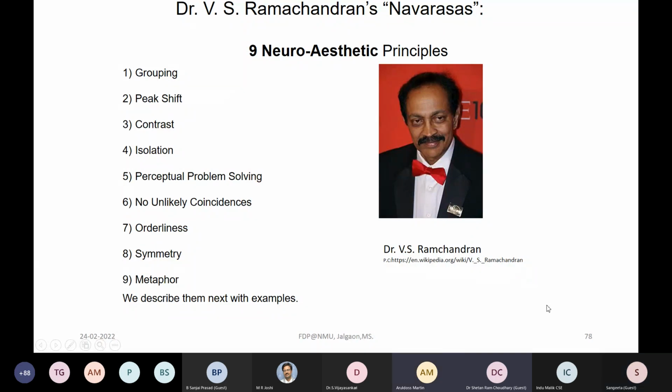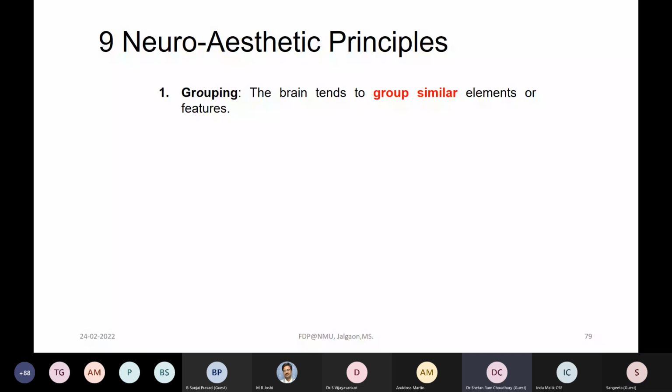Yes, madam. Now, grouping. The brain tends to group similar elements or features, he says. Taking this principle in Bharatanatyam, what could be grouping? What could be grouping, you feel? You all have seen a Bharatanatyam dancer, right? It's not a difficult question.